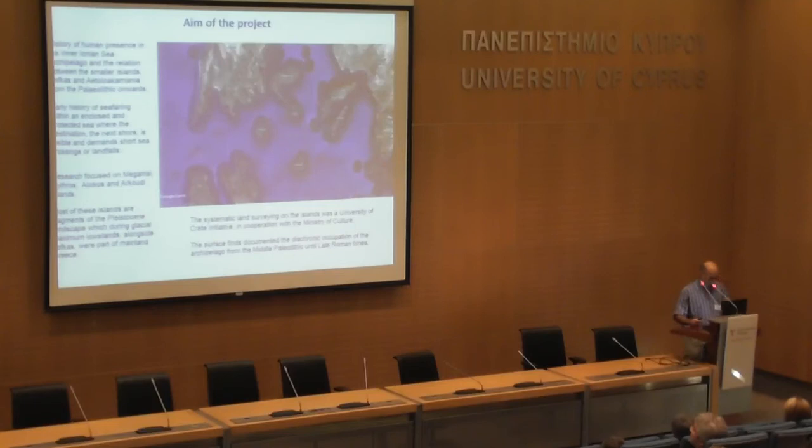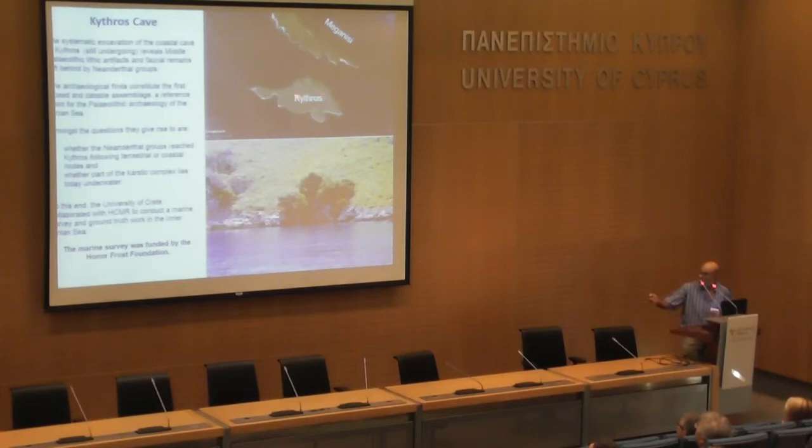The research focused on the four islands I mentioned: Meganisi, Kythros, Atokos, and Arkoudi, which seems to be isolated. But the initial thought was also that there were fragments of a Pleistocene landscape. The surface finds documented the diachronic occupation of this area from the Middle Paleolithic until the Roman times. The archaeological survey was particularly focused on this small island of Kythros. This is Kythros here, and it's a coastal cave in the northwestern part of Kythros. This is the photo of the area with the cave, which yielded Middle Paleolithic lithic artifacts and faunal remains left behind by the Neanderthals.